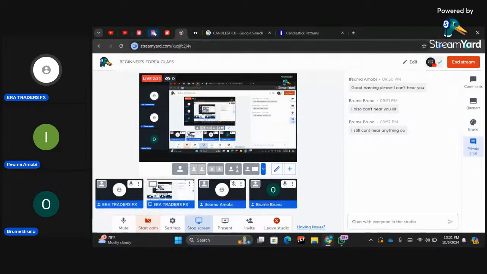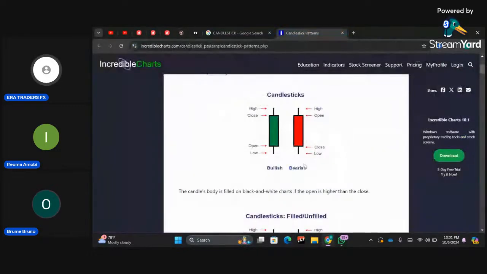All right. So if you look at the candle, you see the open, and you see that there are two types of candlesticks, the bullish candle and the bearish candle. The bullish candle is also known as the buy candle. The bearish candle is the sell candle. When we say something is bullish, it means it's going up, it's buying.